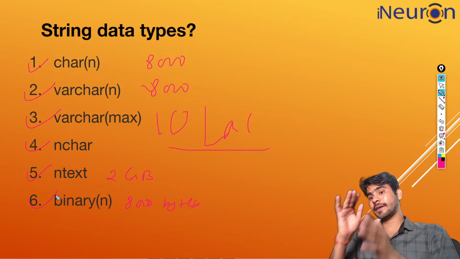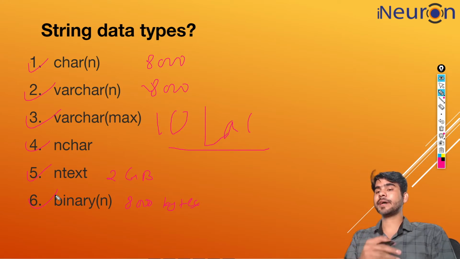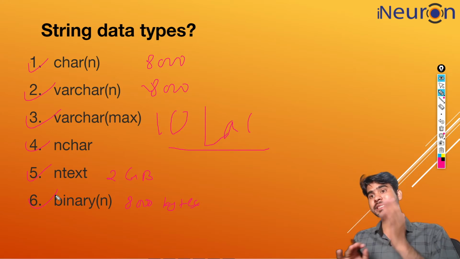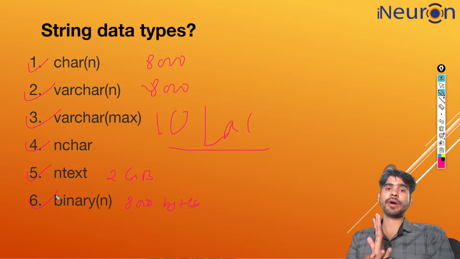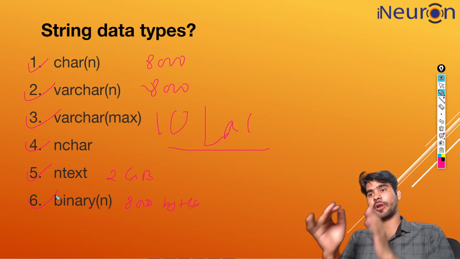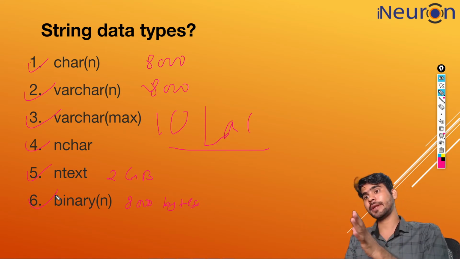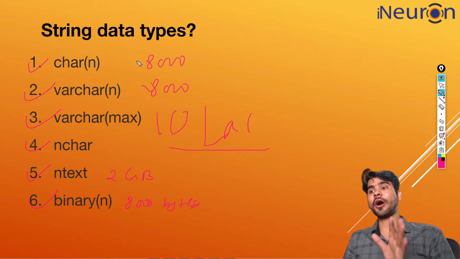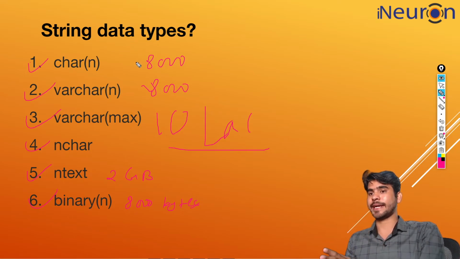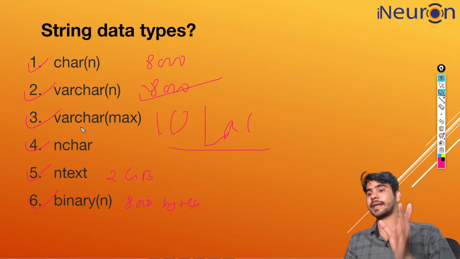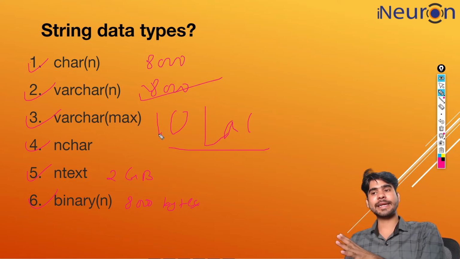Every data type has some special rules. It means for char n, whenever you want to add characters in a particular column, you can use char n, and make sure you can add up to 8000 characters. Next, varchar n, where again you can add up to 8000. Varchar max, where you can add up to 10 lakh.